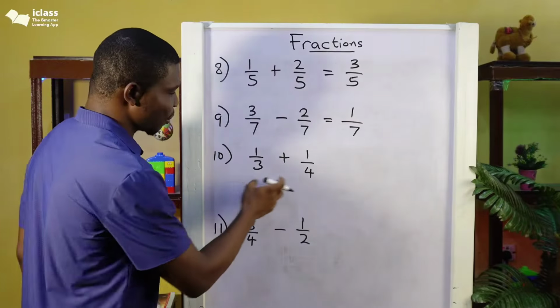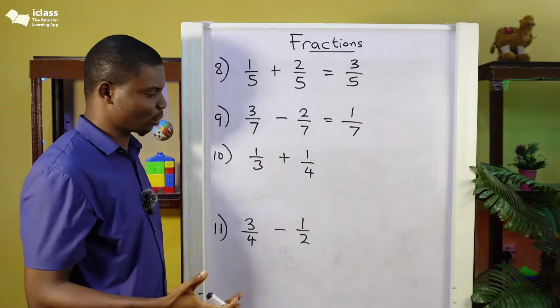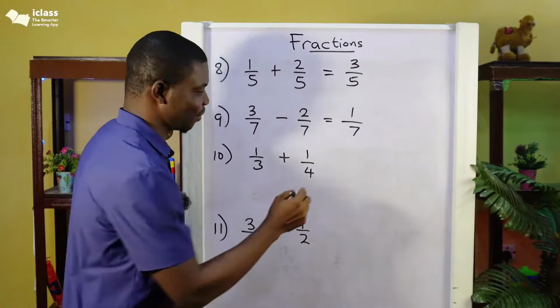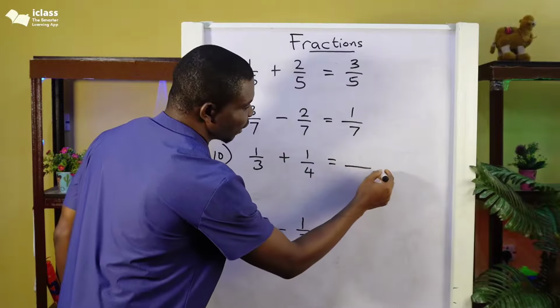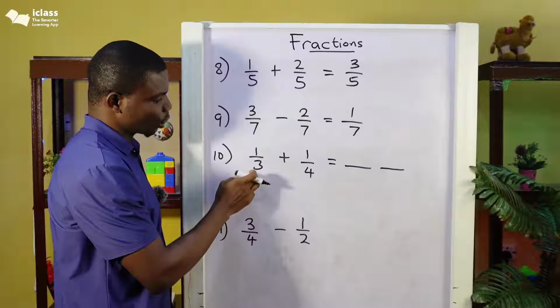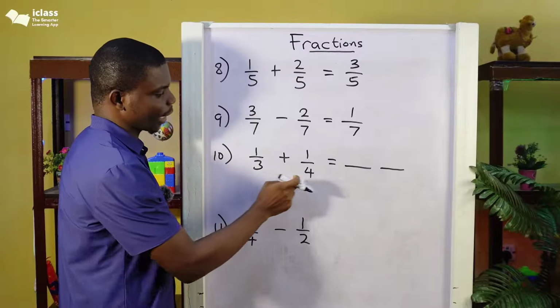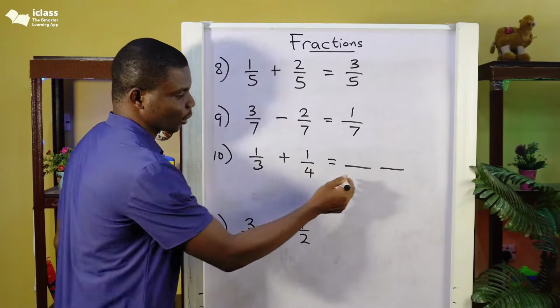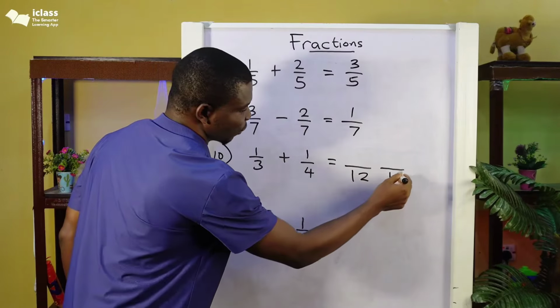Easy. Now, but what if the denominators are different? What are you going to do? You make the denominators to be the same. Remember what we learned with equivalent fractions, right? You're going to look for the LCM of the denominator. LCM of 3 and 4 is what? 12. So you say 12 and 12.